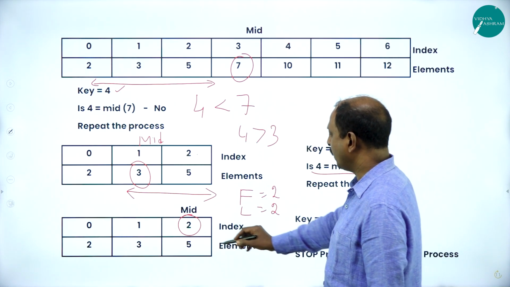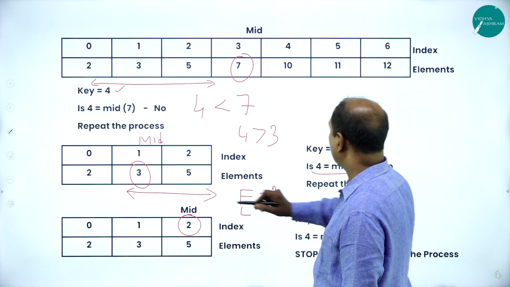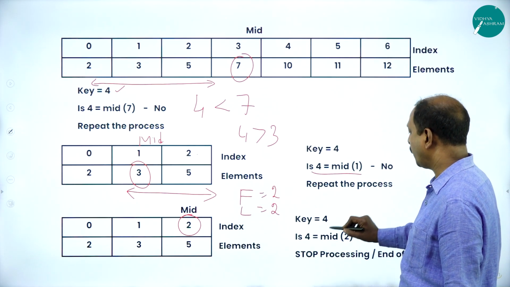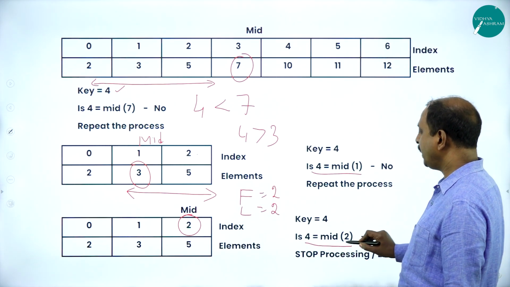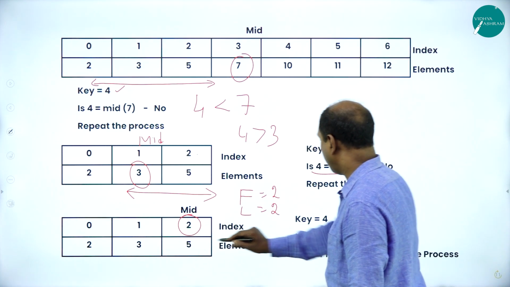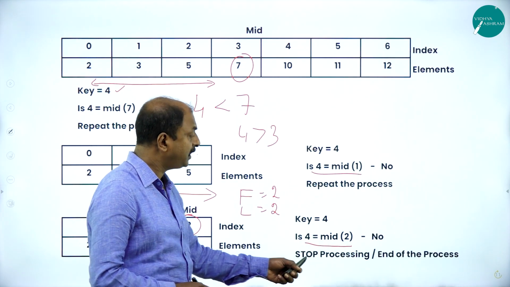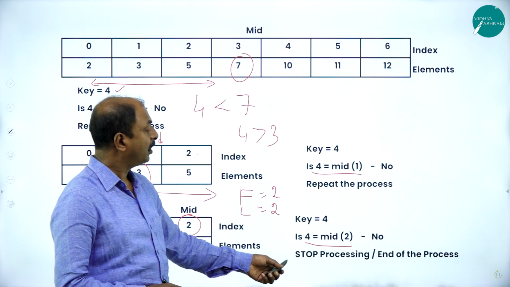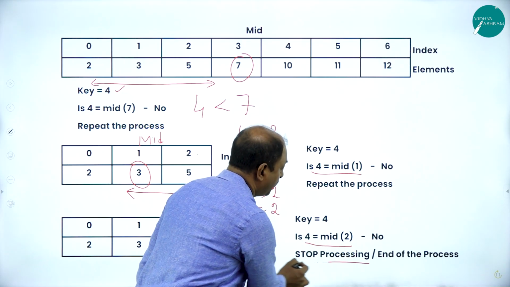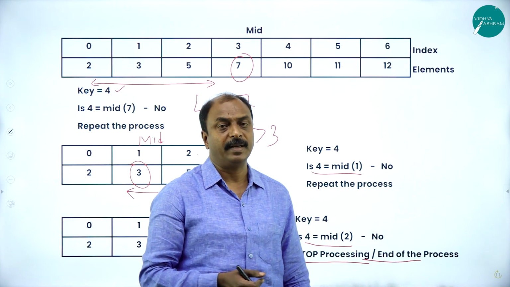So the element at the middle index is 5. I am comparing 4: is 4 equal to the middle element at index 2? Index 2 is 5. So 4 is not equal to 5. Again, these two don't match, and we cannot proceed further because this is the end of the process. So we have to stop searching.